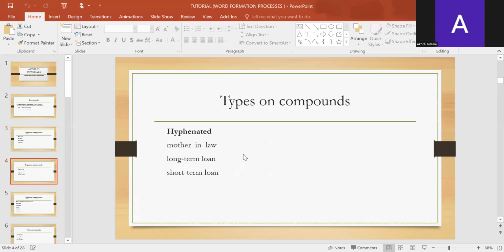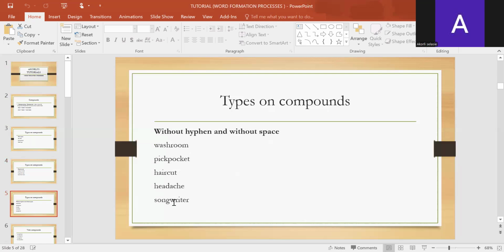The type of compounds which must be hyphenated. We saw examples of mother-in-law, long-term loan, short-term loan, and a few others which we cited in class. The type of compounds without hyphen, without space. In other words, they are written as one word. Washroom, pickpocket, haircut, headache, songwriter.